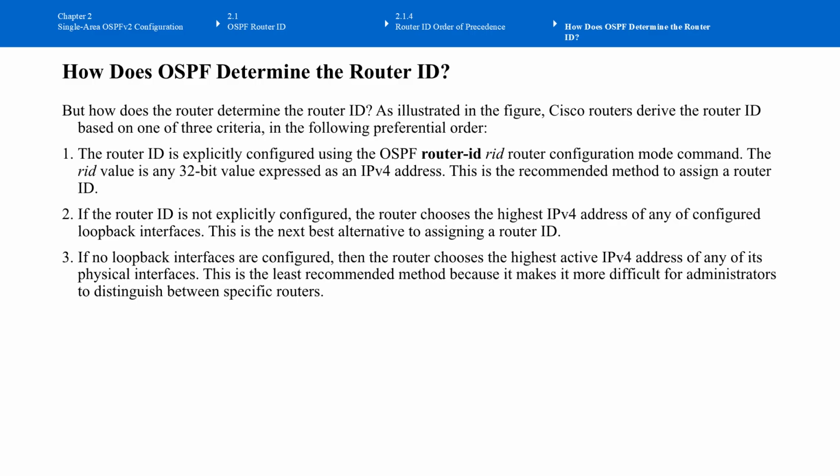Second, if the router ID is not explicitly configured, the router chooses the highest IPv4 address of any of the configured loopback interfaces. This is the next best alternative to assigning a router ID. Third, if no loopback interfaces are configured, then the router chooses the highest active IPv4 address of any of its physical interfaces. This is the least recommended method because it makes it more difficult for administrators to distinguish between specific routers.